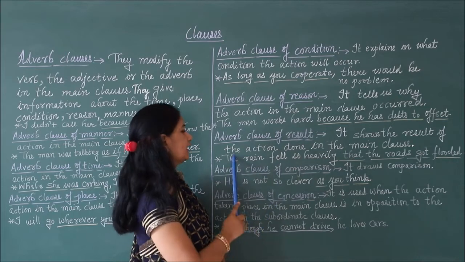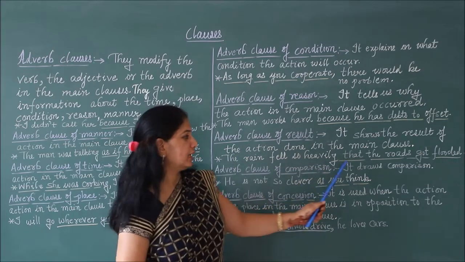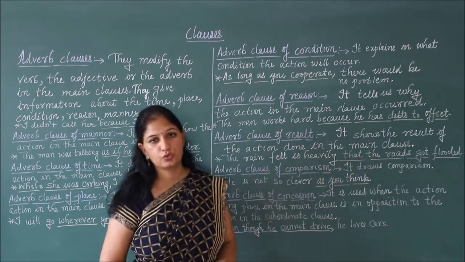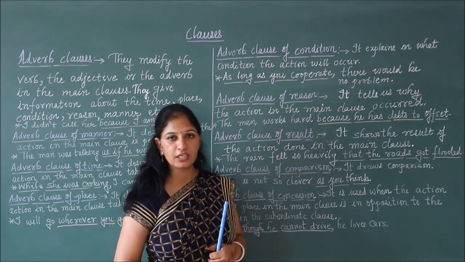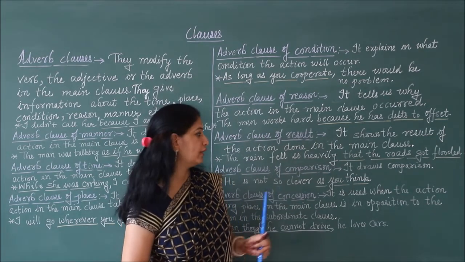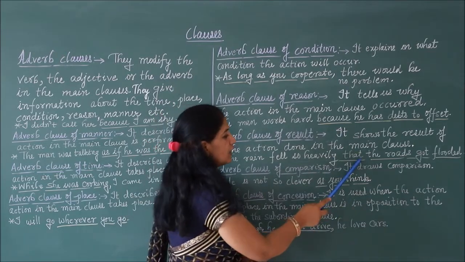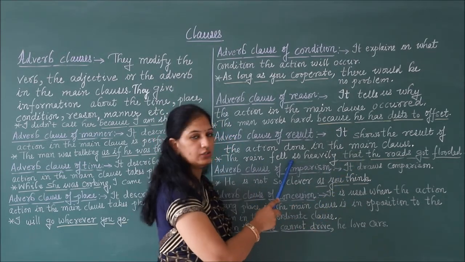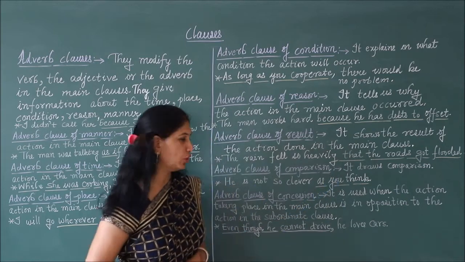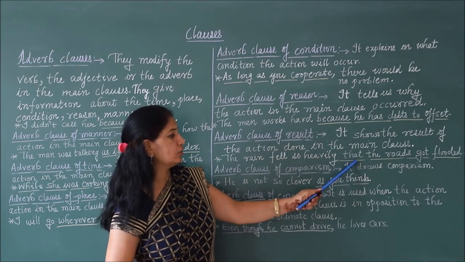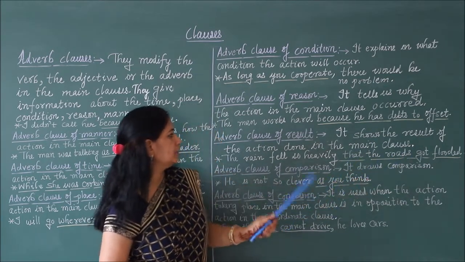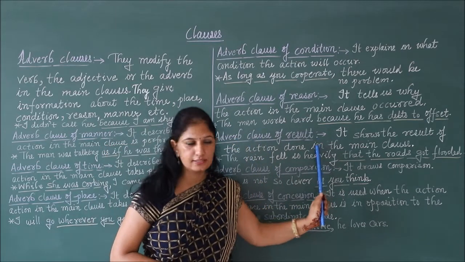For example, the rain fell so heavily that the roads got flooded. So the result of heavy rain is the roads got flooded. So this becomes the result of this action in the main clause. That's why this clause, that the roads got flooded, becomes adverb clause of result.